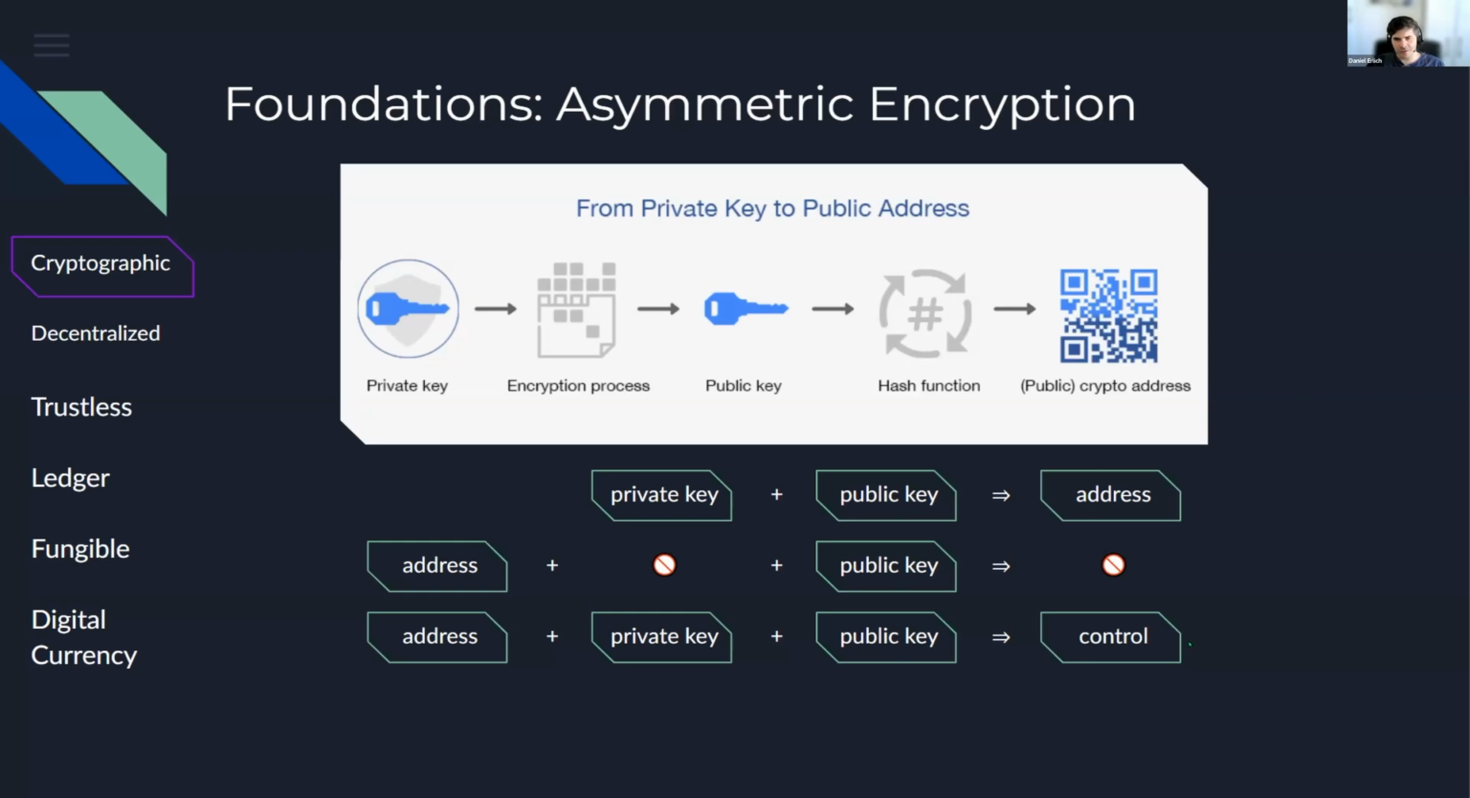So if you look here at this very beautiful graph, you can see that if you have a private key and a public key, then you can get an address. And if you have an address but don't have the private key, and do have the public key, then you can't do anything with only that. In order to control the wallet, the funds, you need all three: the address, the private key, and the public key. I'm not going to go into the actual details of how it works, but this is essentially how it works. You need these three elements, and this one is derived from these two.